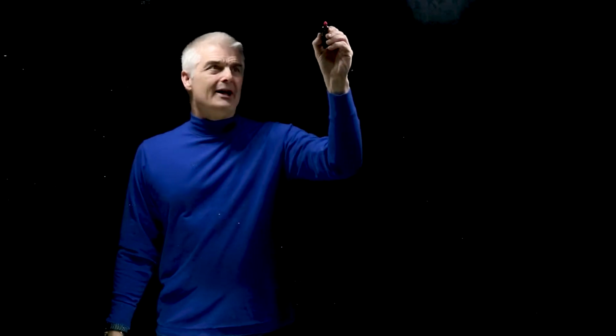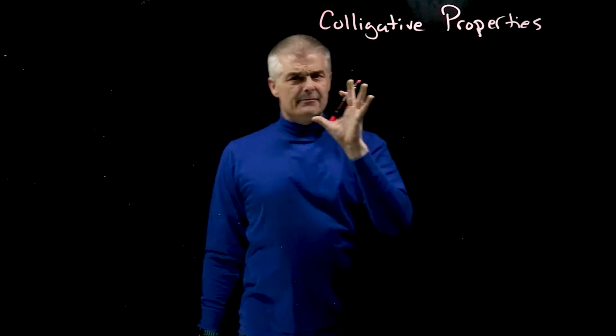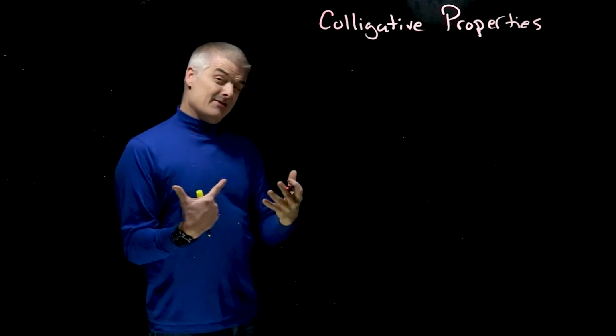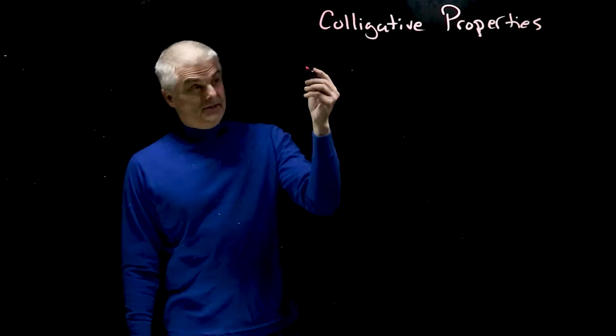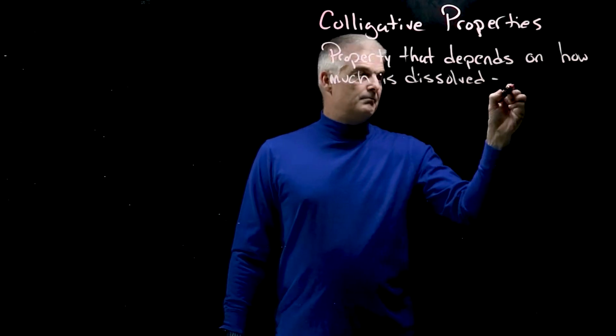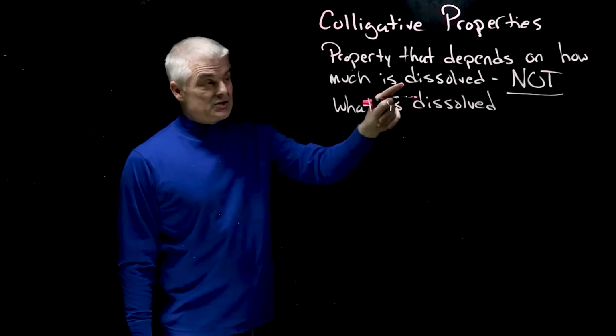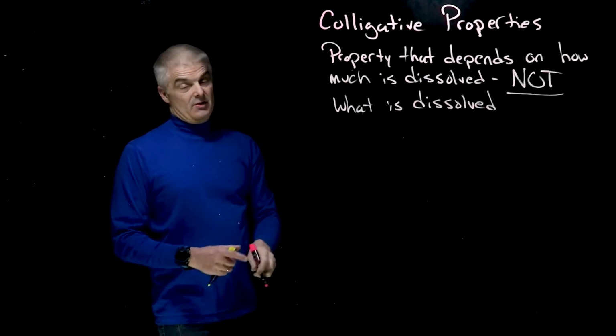In this video, we want to learn about something super cool, I think. They're called colligative properties. Now, a colligative property is kind of a weird thing, right? It is a property that depends on how much is dissolved, but not what is dissolved.